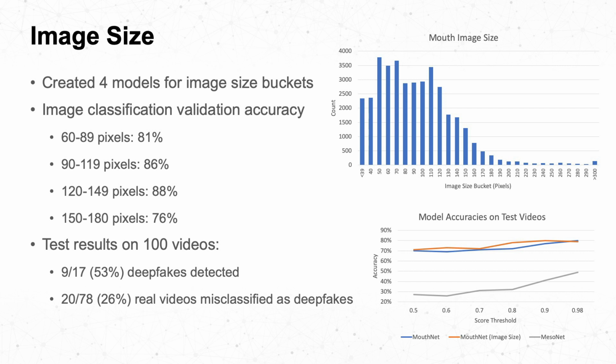Here you can see our baseline model, the gray line, which is Mesonet. And substantially above that are both instances of the MouthNet model. You can see that the MouthNet model that takes into account the image buckets does have a slightly higher accuracy than the original MouthNet that did not take into account image size. However, it remains to be determined after we add additional training data whether or not that difference in accuracies continues to increase or if we don't see really any kind of bump in accuracy.